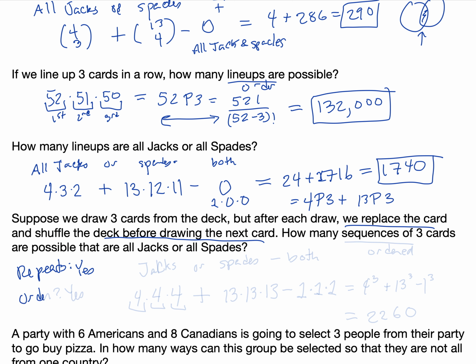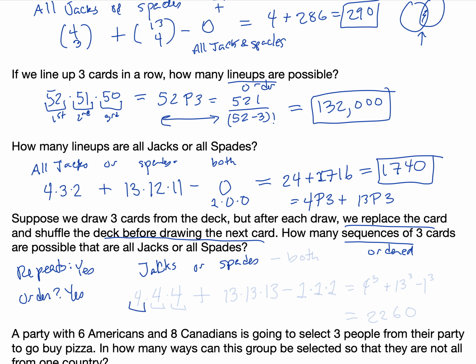And does the order matter? How many sequences of 3 cards? So yes, ordered sequences are automatically ordered. So yes, the order matters here. So in how many ways can these be all jacks or all spades? So again, all jacks or all spades.